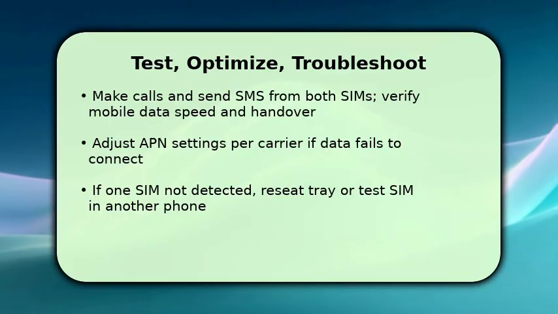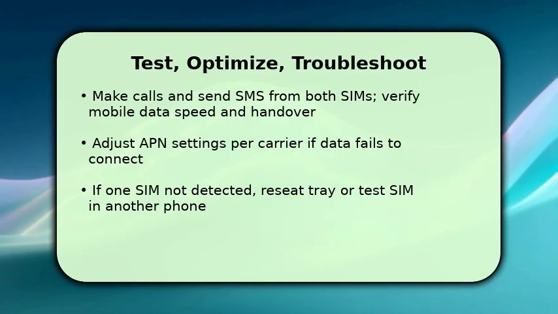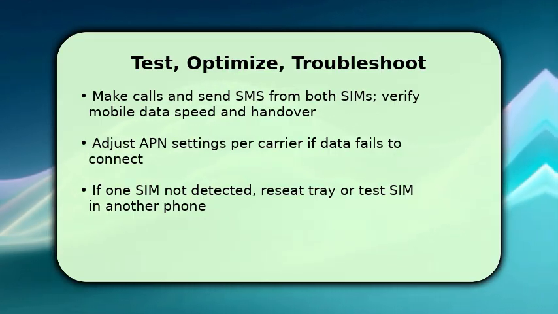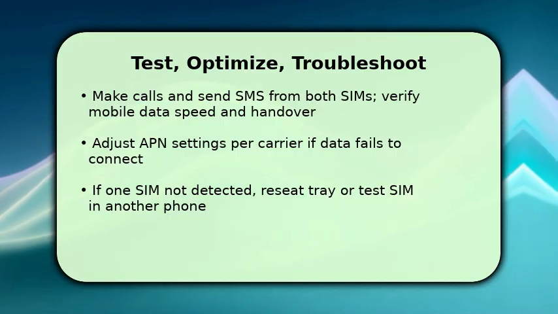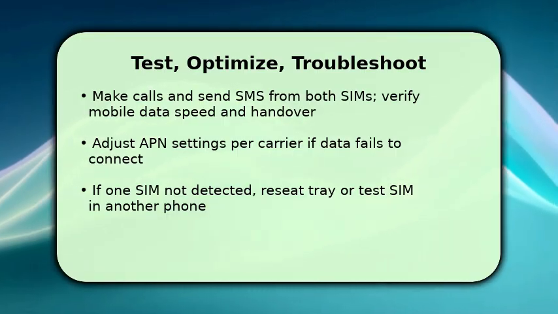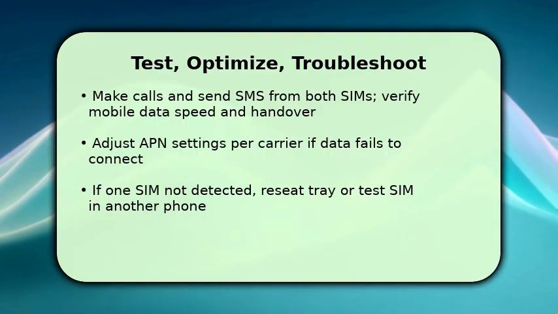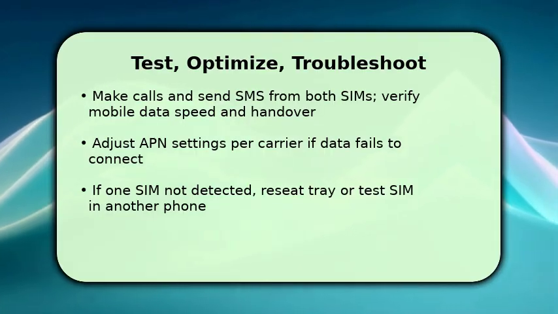Finish by validating real-world performance. Place calls, send texts, and run a quick speed test on the chosen data SIM so you can optimize settings. If data won't connect, edit the APN settings for that carrier and reboot. Many issues resolve with correct APN.